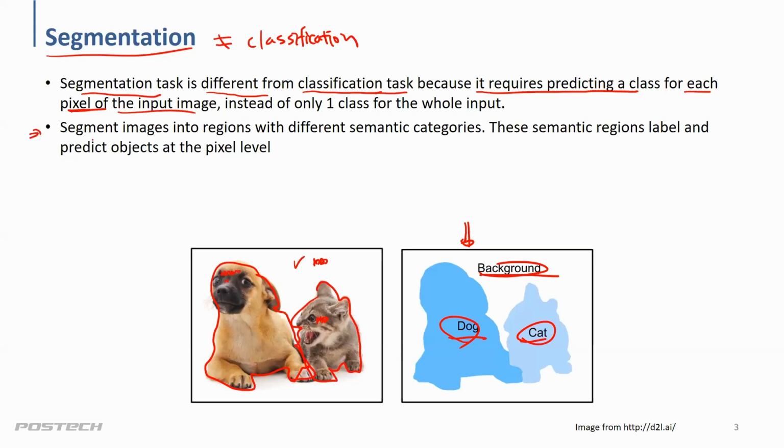Another way to say it is that we segment the image into regions with different semantic categories. So for each pixel, we have to assign the labels, and we have to predict the object as well. That's segmentation in general. Again, it's different from classification, and you can think of segmentation as a classification problem for each pixel.